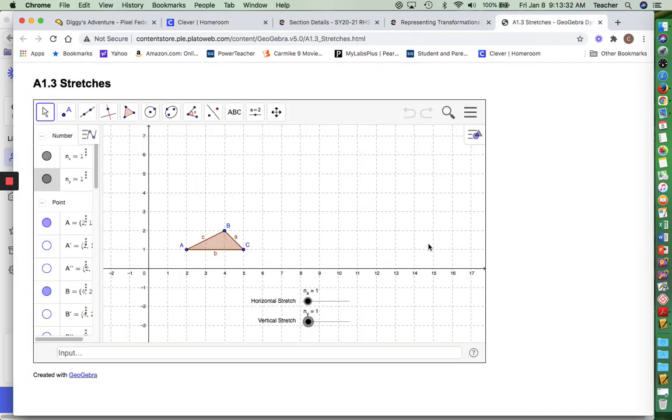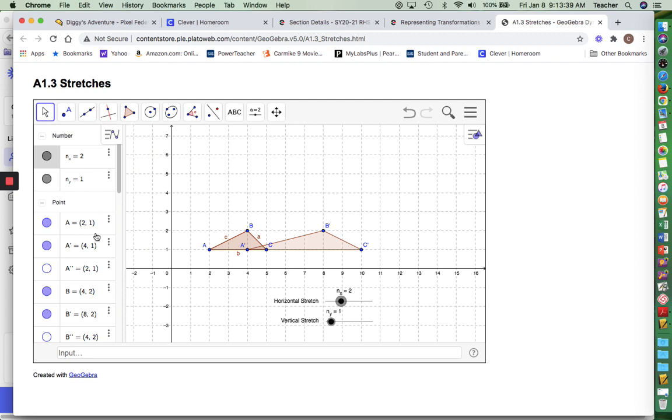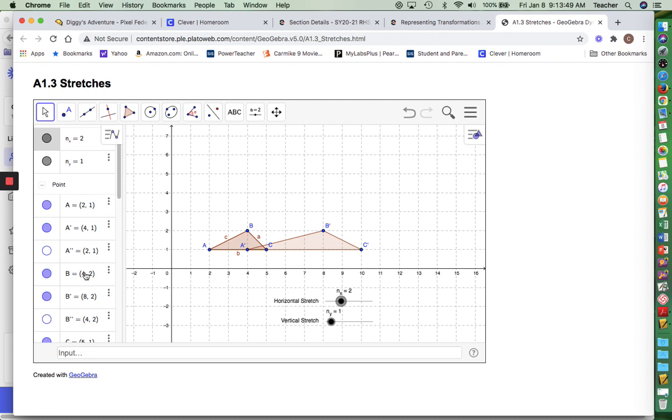So for you visual people, I'll show you. So I'm going to turn this into a 2. And I'm going to move this over. So here was your original 2, 1, right? So you only multiply the x value by the scale factor 2. So 2 times 2 is 4. There we go, 4, 1. So multiply 4 times 2, you get 8.